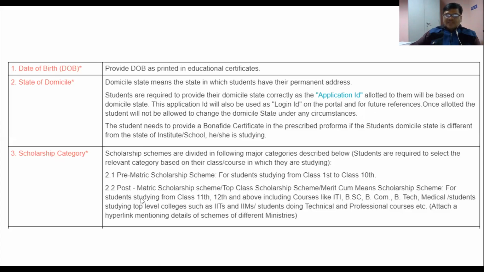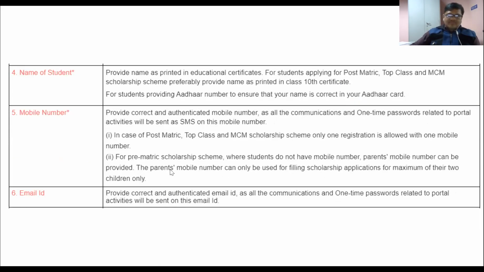The scholarship category we are applicable for, as we are undergraduate students, almost all of you are undergraduate students. So you should apply for the post-matric Merit Cum Means scholarship scheme for students studying in BE or BTech. I am excluding all the not required parts from here. So as you are pursuing your engineering, you can apply for the post-matric scholarship schemes.